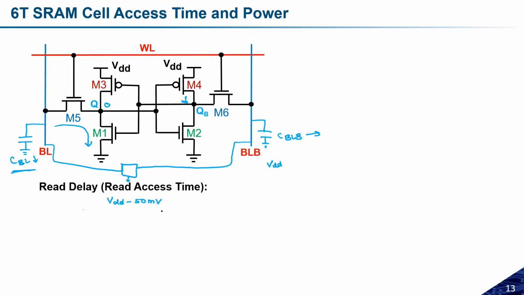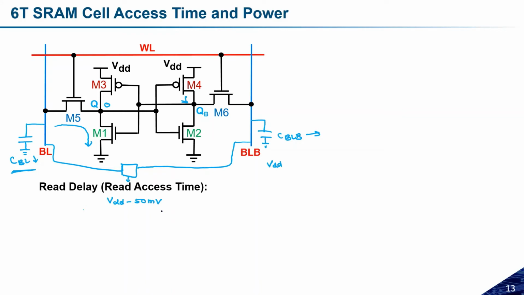Now someone may ask where this 50 millivolt magic number comes from. This 50 millivolt is the minimum voltage difference between two potentials that the sense amplifier can detect. If a 50 millivolt minimum voltage difference is there, then the sense amplifier will sense the difference perfectly, because the sense amplifier is deciding what data is stored at the storage nodes Q and QB.